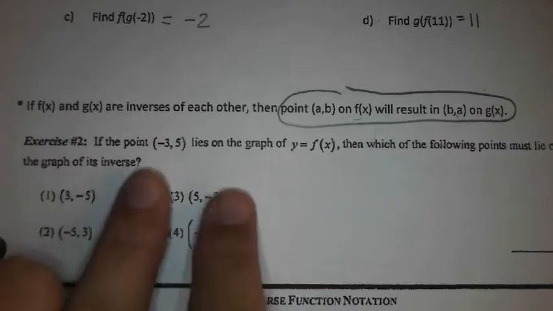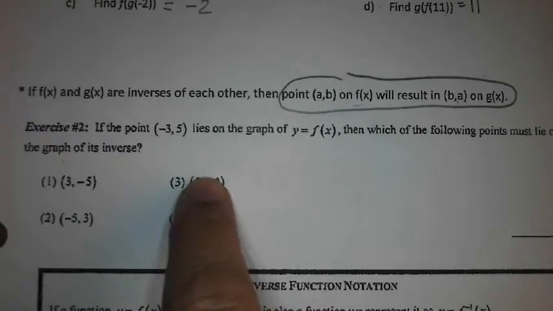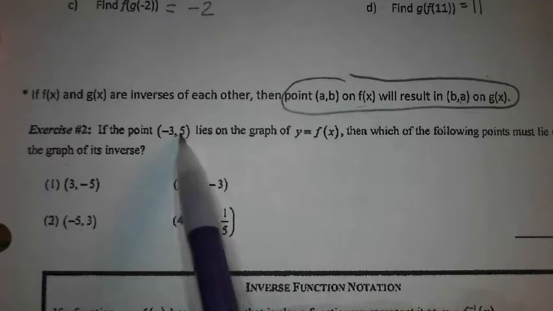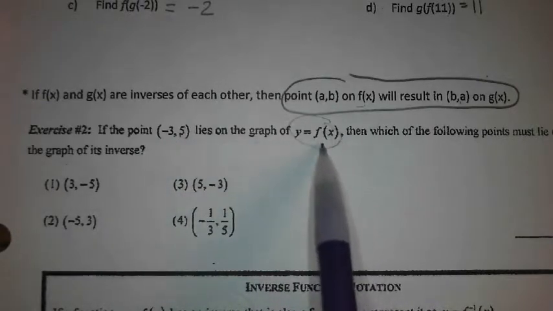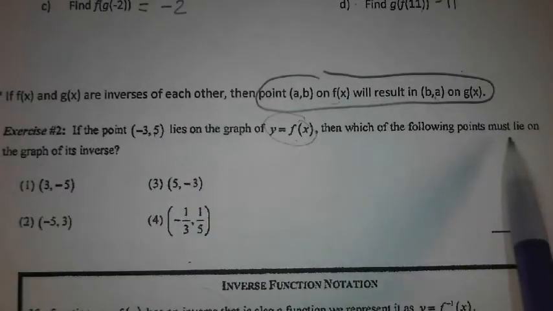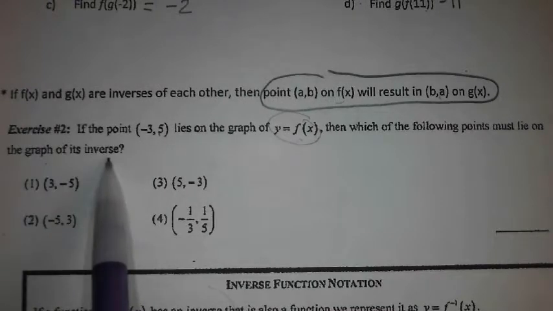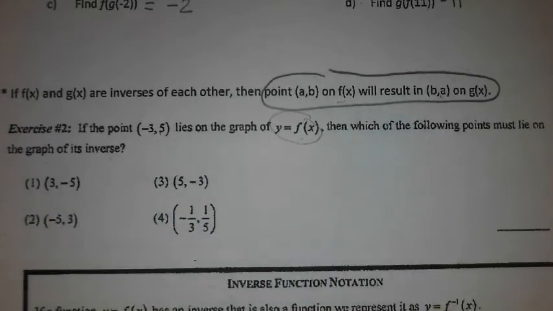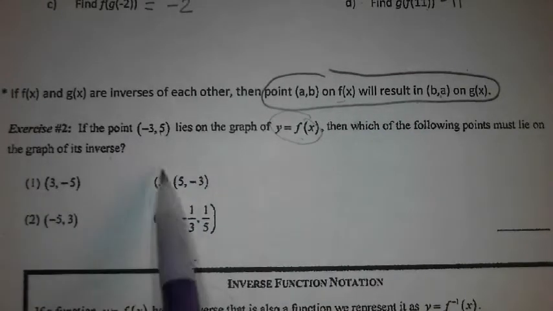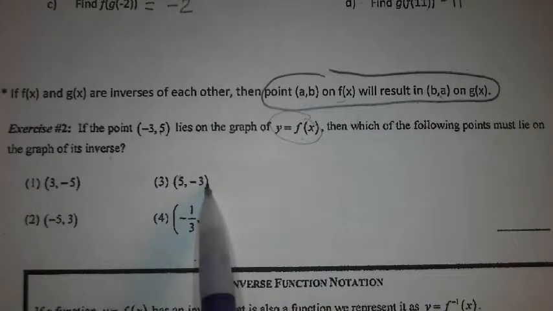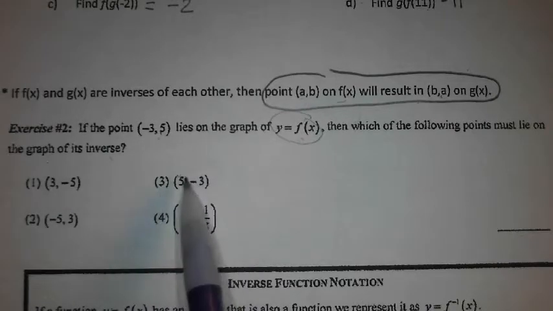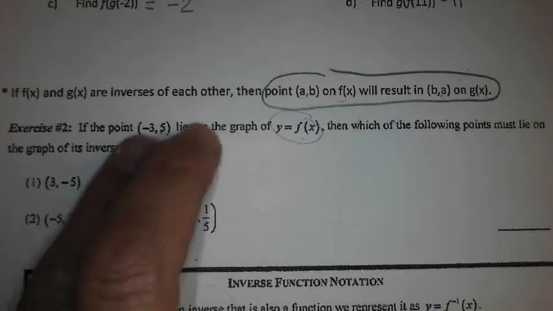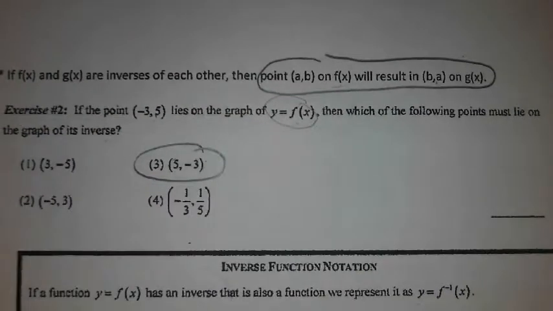Okay? So exercise 2 speaks to that. If this point lies on the graph of f of x, then which of the following points must lie on the graph of its inverse? So which point here just flips them, AB to BA? Option 3, 5, negative 3. Agreed? Negative 3, 5 would go to 5, negative 3. It just took those two coordinates and flipped them. Okay?